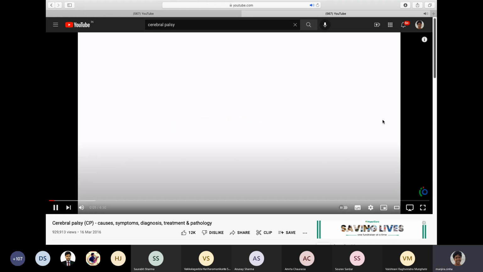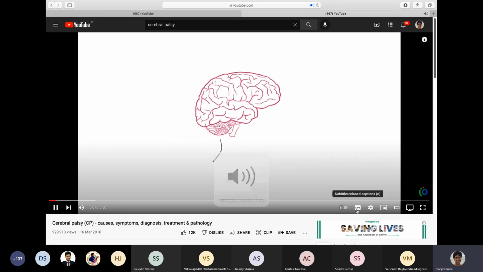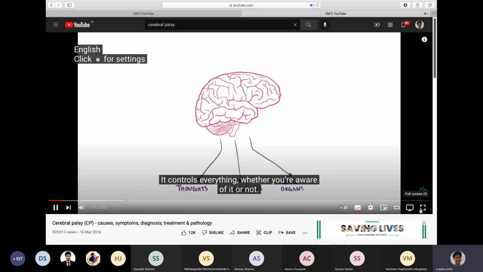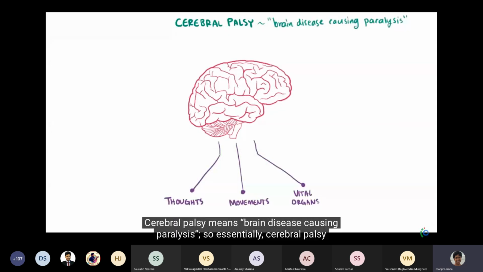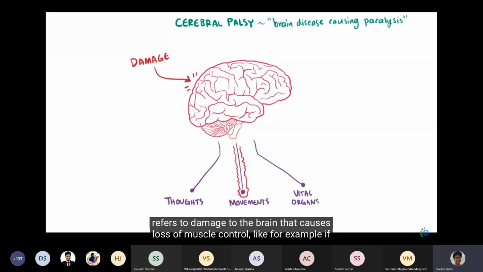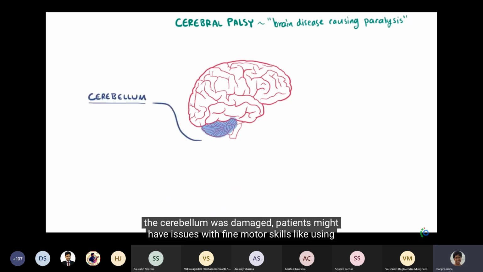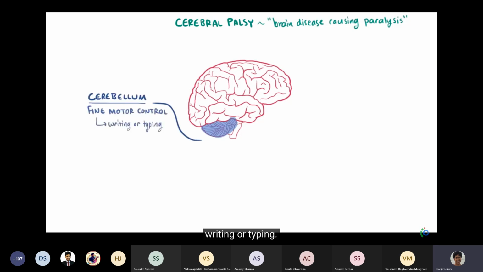It's pretty well established that your brain's really important. It's like if your body was a computer, your brain's the mainframe. It controls everything, whether you're aware of it or not. Cerebral palsy means brain disease causing paralysis. So essentially, cerebral palsy refers to damage to the brain that causes loss of muscle control. Like, for example, if the cerebellum was damaged, patients might have issues with fine motor skills, like writing or typing.